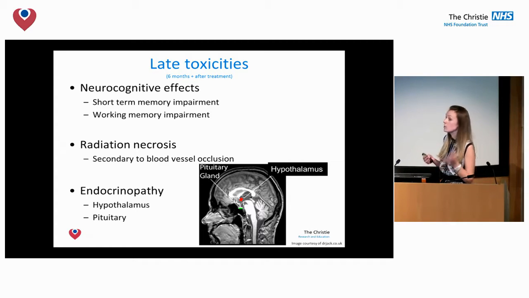Radiation necrosis, something that we've touched on just before, we're seeing it increasingly with SRS treatments actually, and it's believed to be because of occlusion to the blood vessels, which restricts obviously the blood and the oxygen and the nutrients to the tissue, and therefore the tissue starts to die and become necrotic.